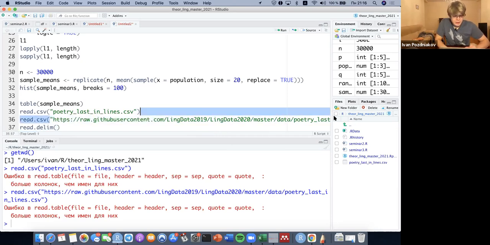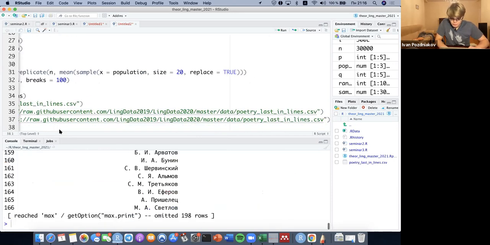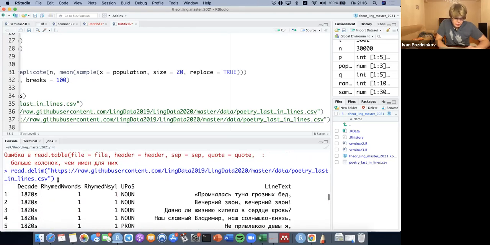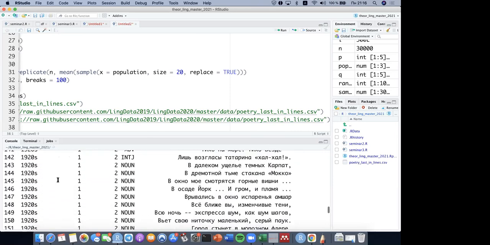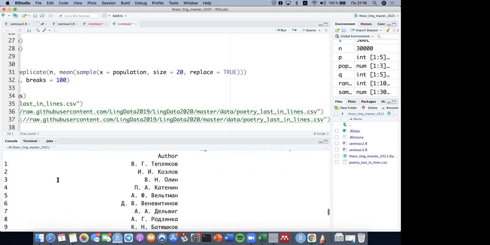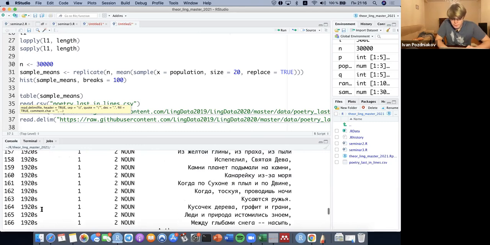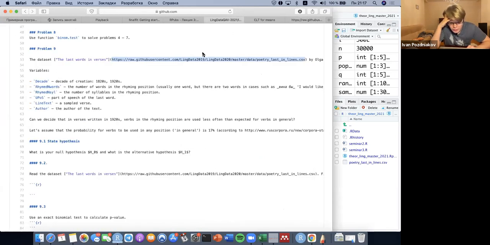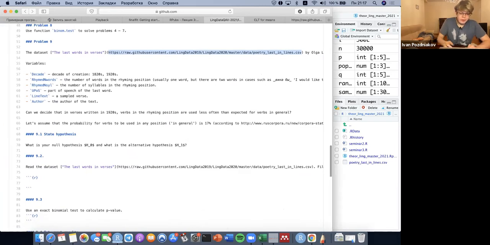Okay, let's try to apply this. And you can see you have no mistakes and it seems pretty much okay, right? Line text. Yeah. And let's save it to some variable. Okay, let's think what is this about? The last words in verses. Let's call it last words.